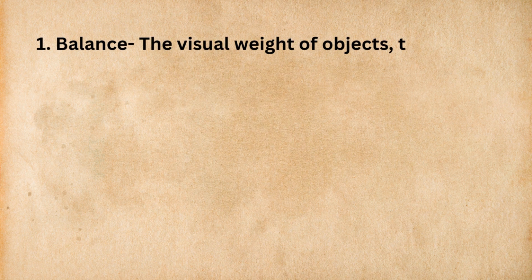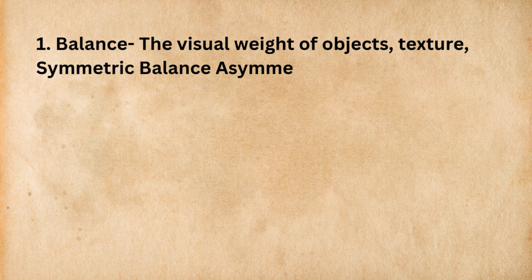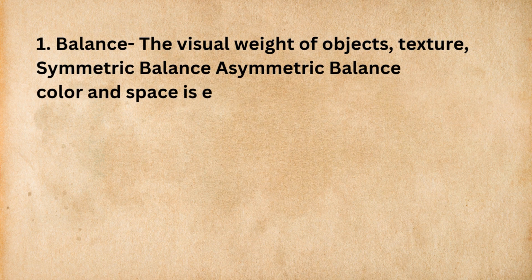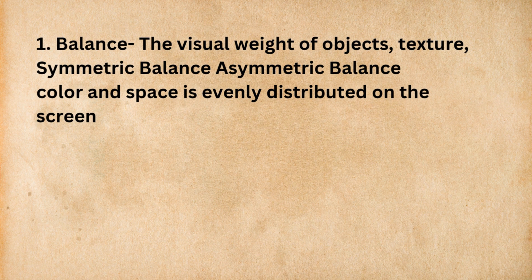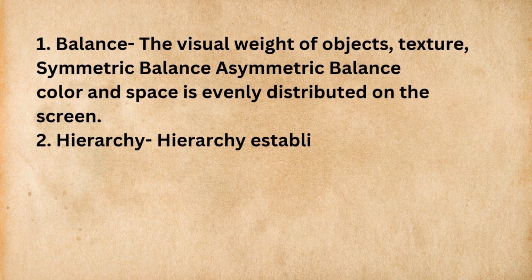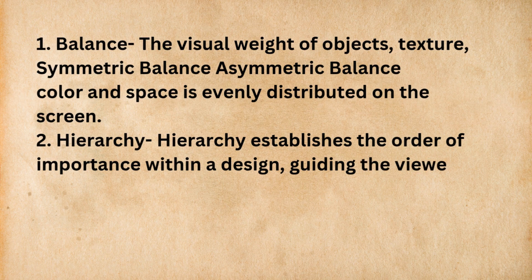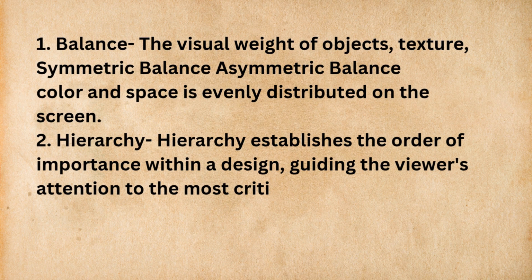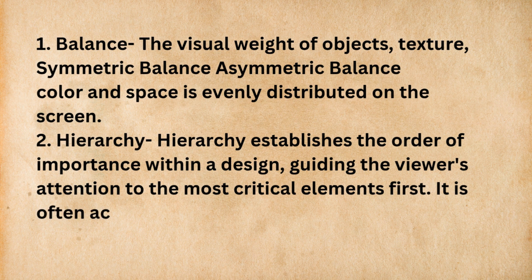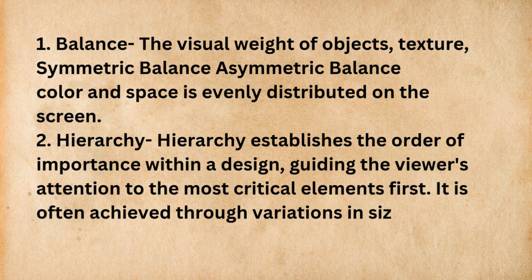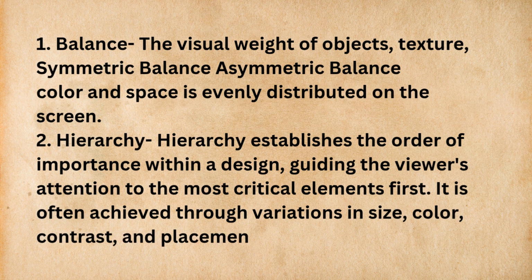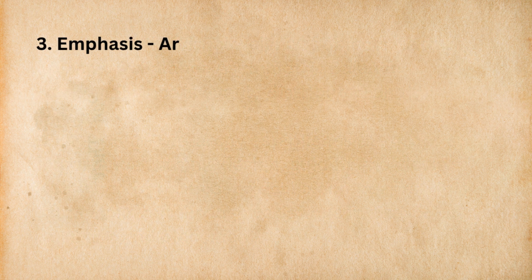Number 1. Balance. The visual weight of objects, texture, color, and space is evenly distributed on the screen. Number 2. Hierarchy. Hierarchy establishes the order of importance within a design, guiding the viewer's attention to the most critical elements first. It is often achieved through variations in size, color, contrast, and placement.